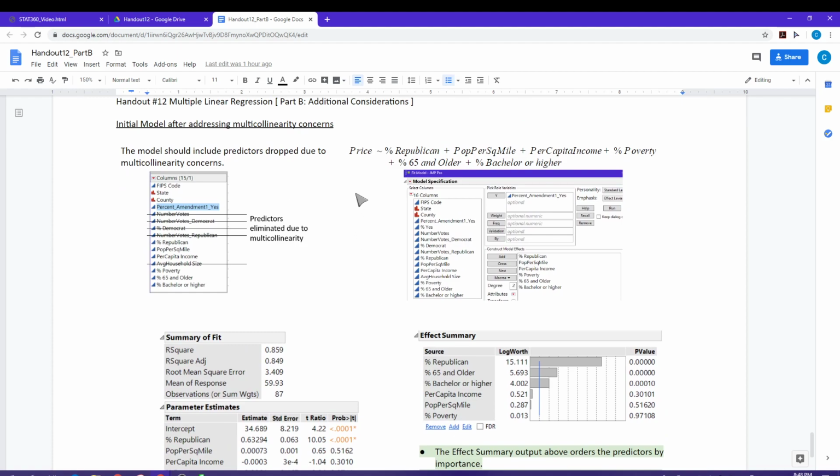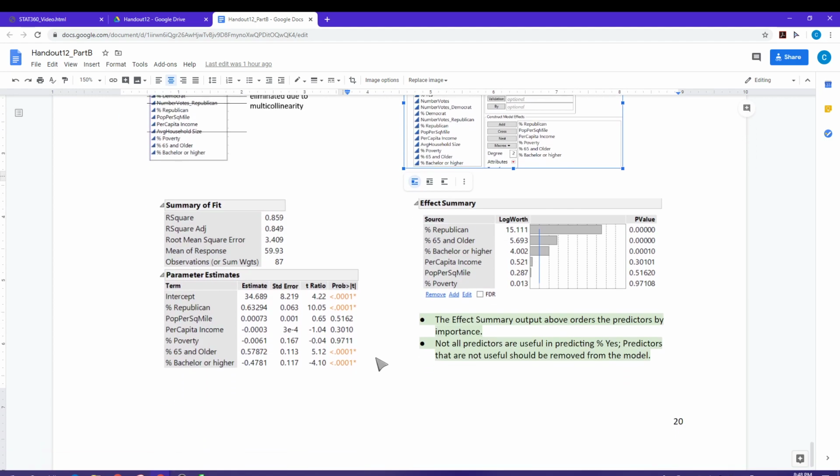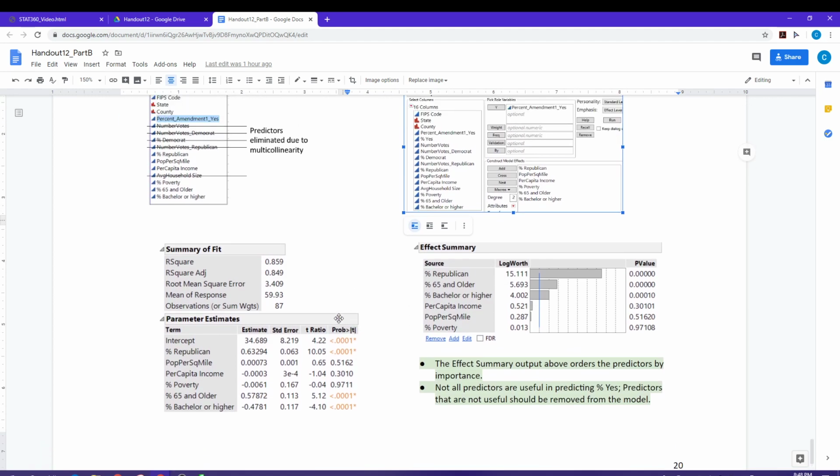So what predictors am I going to end up using? The only one that I'm using out of the voting is percent Republican. And then I got rid of average household size because it was highly correlated with percent 65 and older. So I'm only going to use the predictors here that I have identified that aren't crossed out. Percent Republican, population per square mile, per capita income, percent poverty, 65 and older, and bachelors or higher. And when I fit that model, I get this model output here.